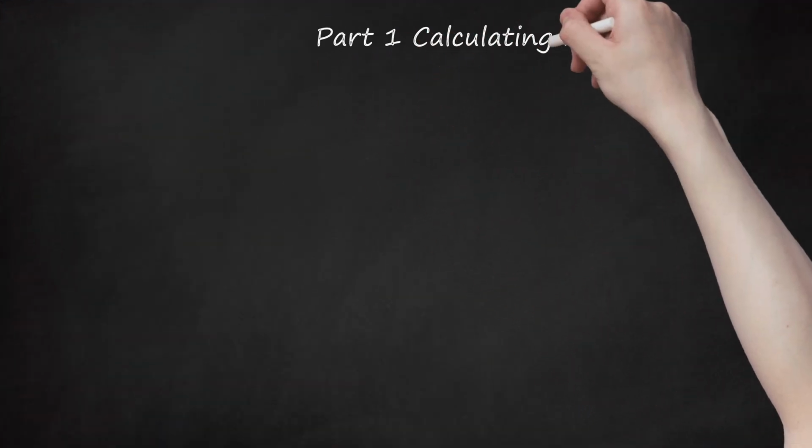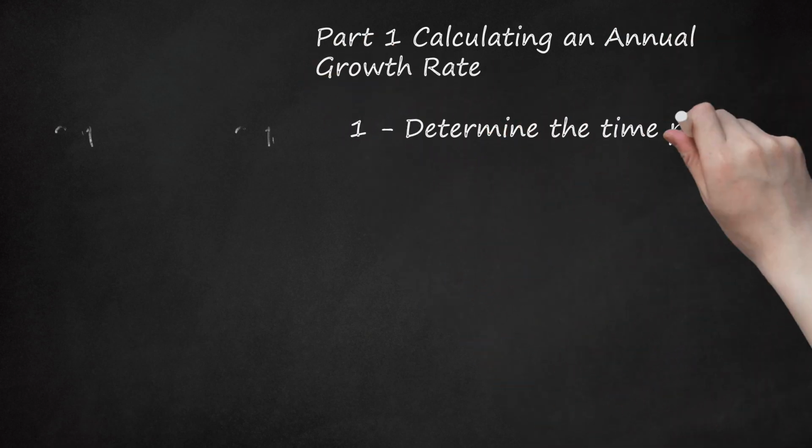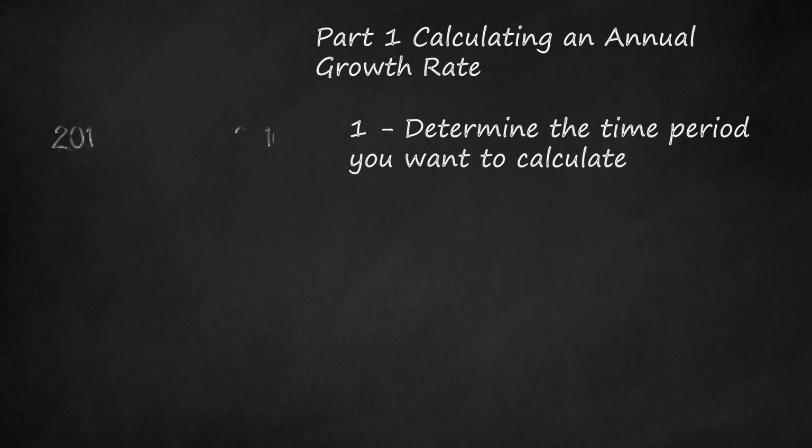Part 1: Calculating an annual growth rate. 1. Determine the time period you want to calculate. The annualized GDP growth rate is a measure of the increase or decrease of the GDP from one year to the next. Understanding this measurement is a way of knowing whether the general economy for the country, or other chosen location, is getting better, worse, or staying stable over time.